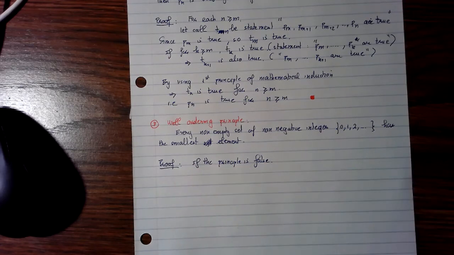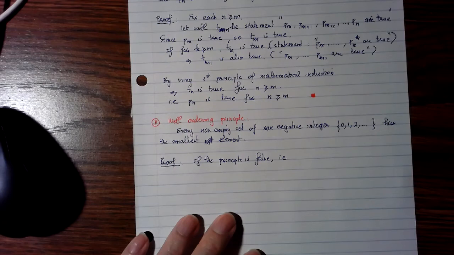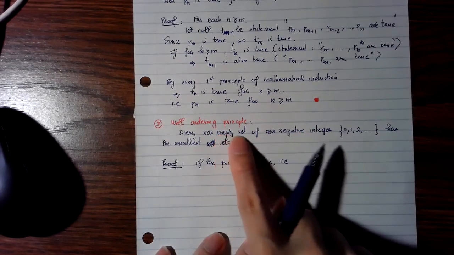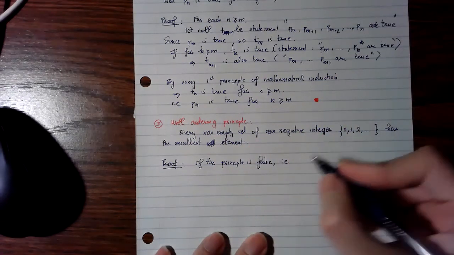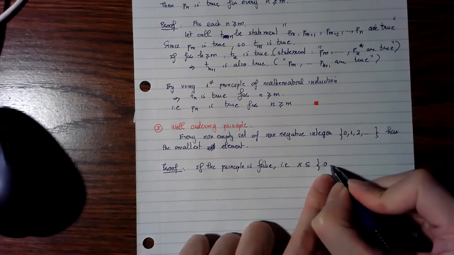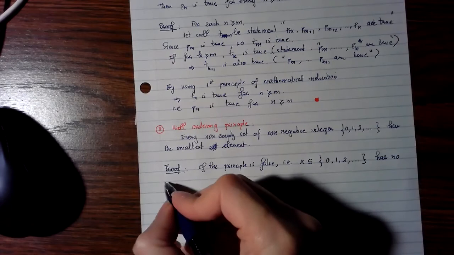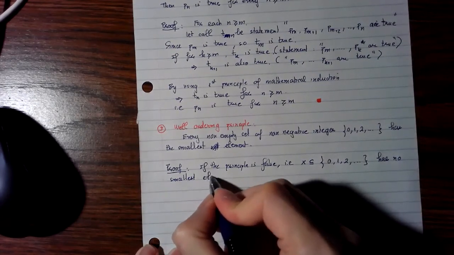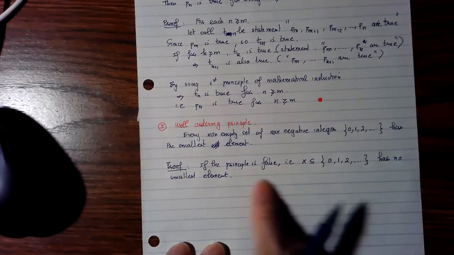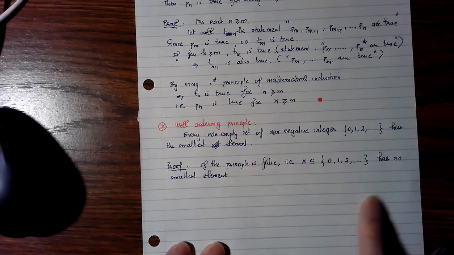So if the principle is false, in other words, it means that every non-empty subset of this set, I'll call it X, a subset X of this set 0, 1, 2, has no smallest element. Okay. So this is our proposition. Okay, so we're gonna use this to lead us to the invalidity, to the contradiction.